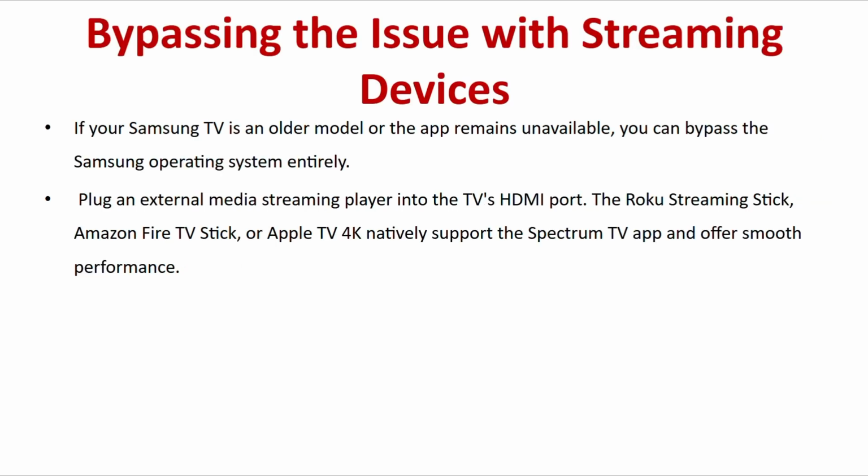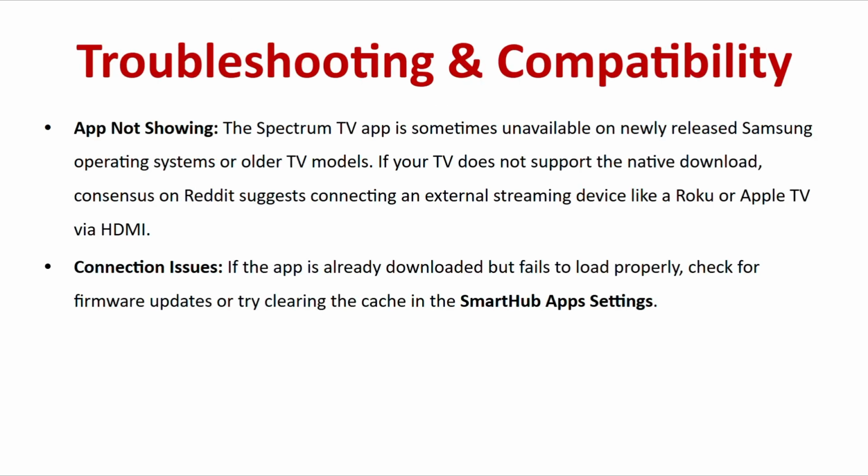Bypassing the issue with streaming devices. If your Samsung TV is an older model or the app remains unavailable, you can bypass the Samsung operating system entirely. Plug an external media streaming player into the TV's HDMI port. The Roku streaming stick, Amazon Fire TV stick, or Apple TV 4K natively supports the Spectrum TV app and offers smoother performance.